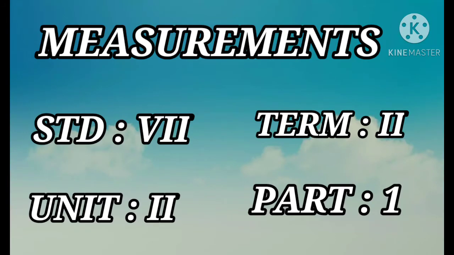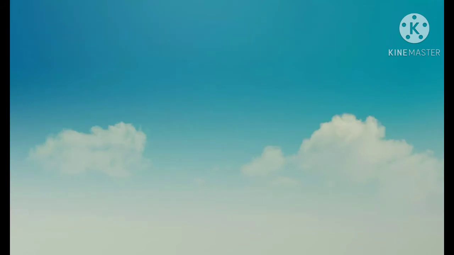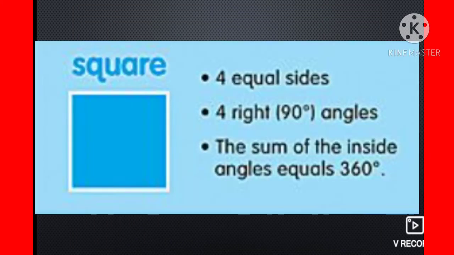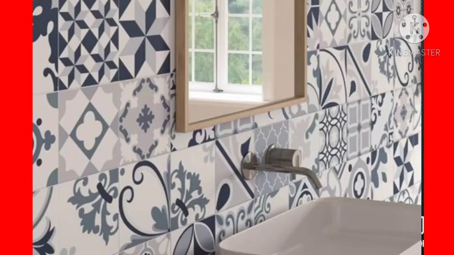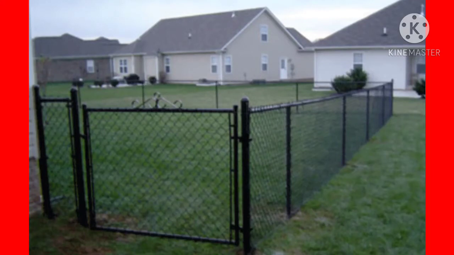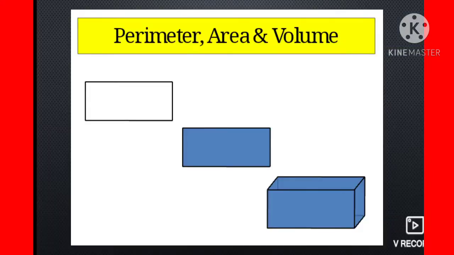Measurements is our second unit of this term. Recall session. We have already studied that closed shapes such as rectangle and square have area and perimeter. Pasting of tiles on a wall, paving a parking lot with stones, fencing a field or ground, etc., are some of the places where the knowledge of area and perimeter of rectangle are essential. Now, let us recall them.